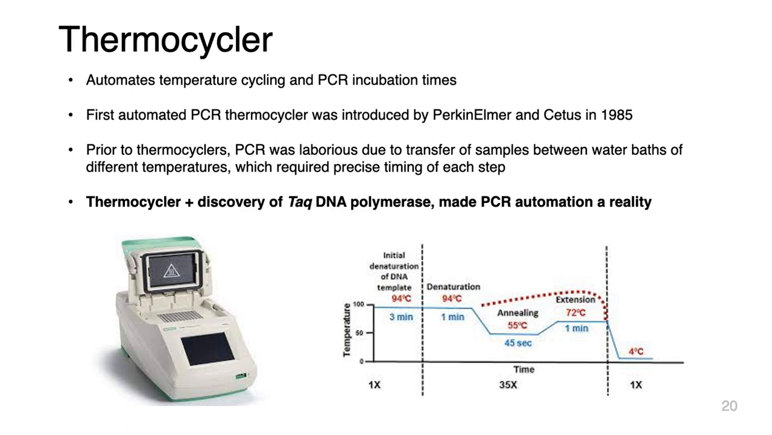The sixth ingredient for PCR is the thermocycler. This automates temperature cycling and PCR incubation times. The first thermocycler was introduced by Perkin Elmer and Cetus in 1985. Prior to this, PCR was laborious. A person had to transfer samples between water baths of different temperatures, and this required precise timing of each step. Between the thermocycler and the discovery of Taq DNA polymerase, PCR automation was made a reality.